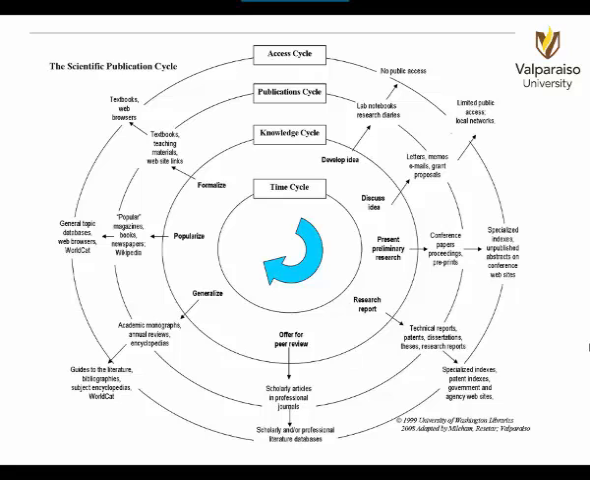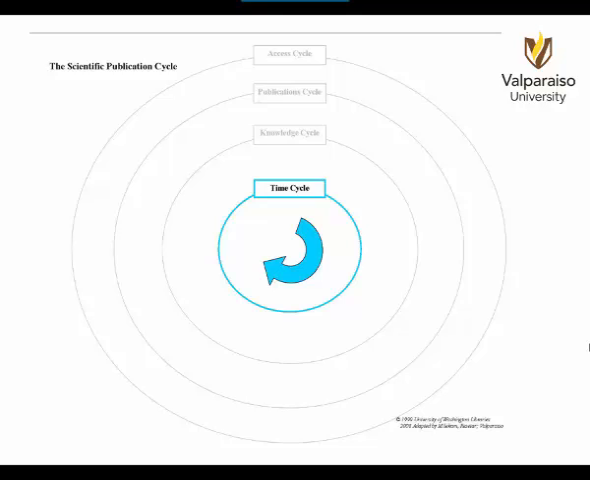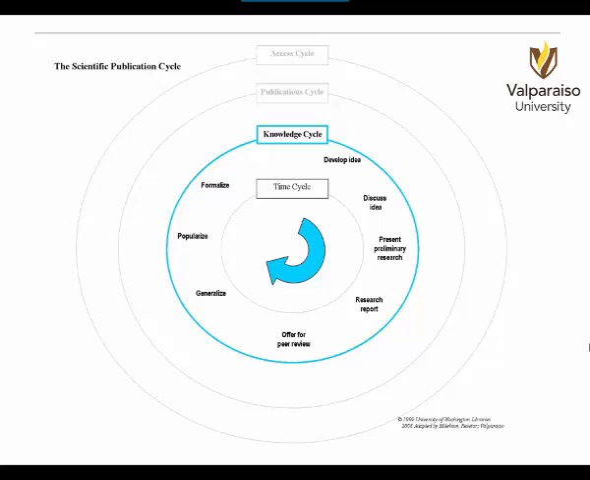In this introductory video, we will explain the scientific publication cycle using this diagram. Its purpose is to model how scientific knowledge is generated and communicated. Even though publication formats and avenues of access will change with technology, the process of developing scientific knowledge will not. The inner circle represents the time cycle. The time cycle varies with scientific discipline and individual project. While some research can get on the fast track and become public quickly, other projects may take years.